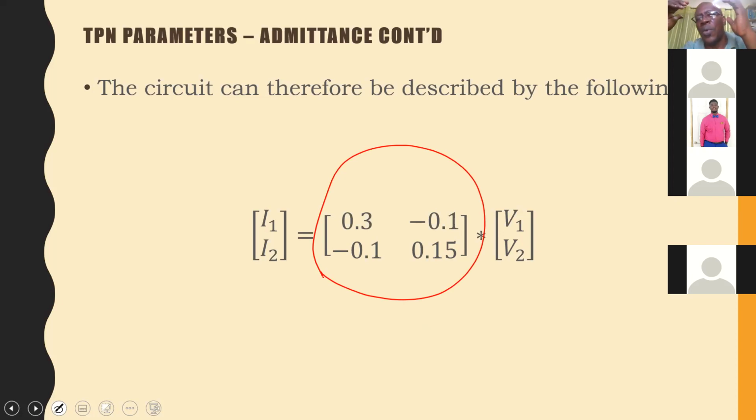So remember how we started. We said that if you had the parameters, you could use them to analyze the network when we connect something at the output and at the input. Okay? That's what we said earlier. So let us use these parameters and see how we can use them. Getting ahead of myself.